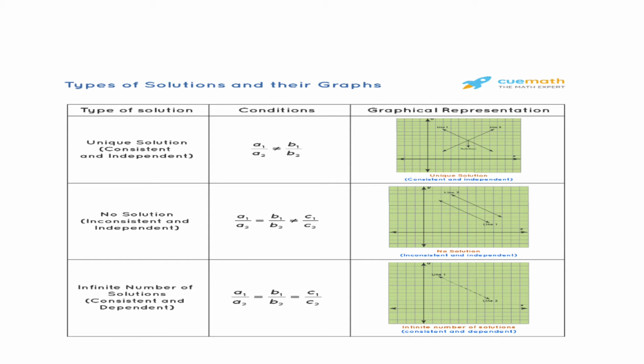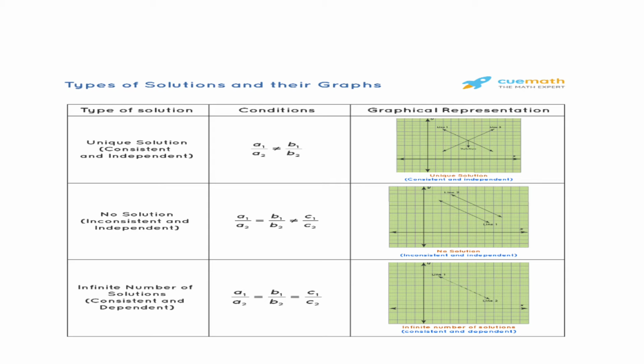We have here a table of the types of solutions and their graphs. So we have first the unique solution, consistent and independent. We have also the no solution, inconsistent and independent. And the last, infinite number of solutions, meaning there are many solutions for such an equation. It is also considered consistent and dependent.